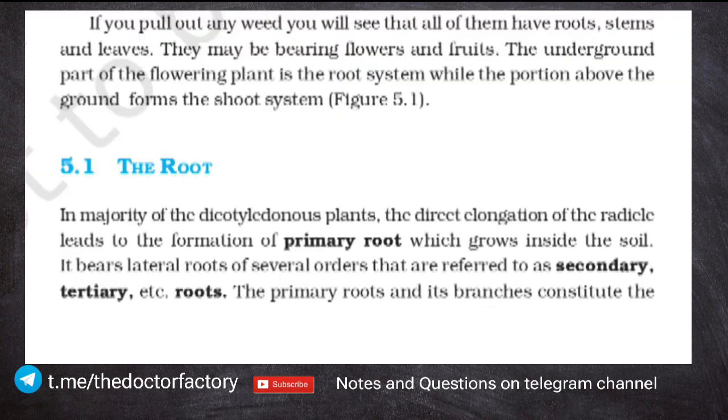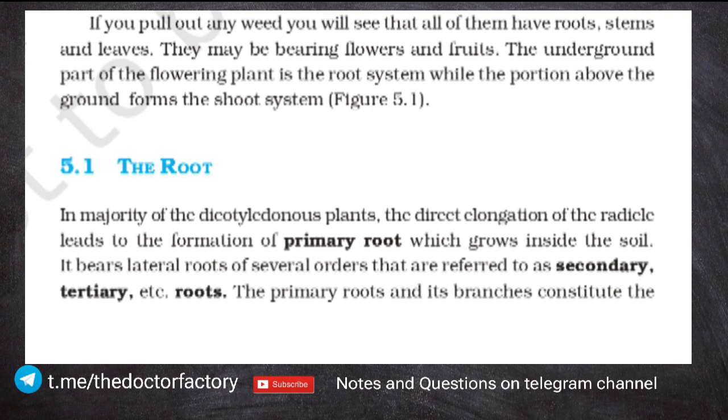If you pull out any weed, you will see that all of them have roots, stems and leaves. They may be bearing flowers and fruits. The underground part of the flowering plant is the root system, while the portion above the ground forms the shoot system. 5.1 The root. In majority of the dicotyledonous plants, the direct elongation of the radicle leads to the formation of primary root, which grows inside the soil.